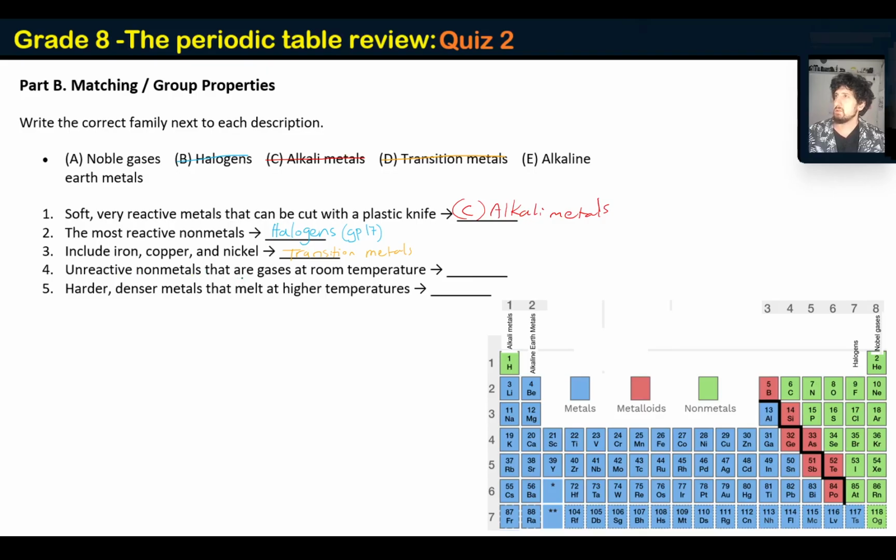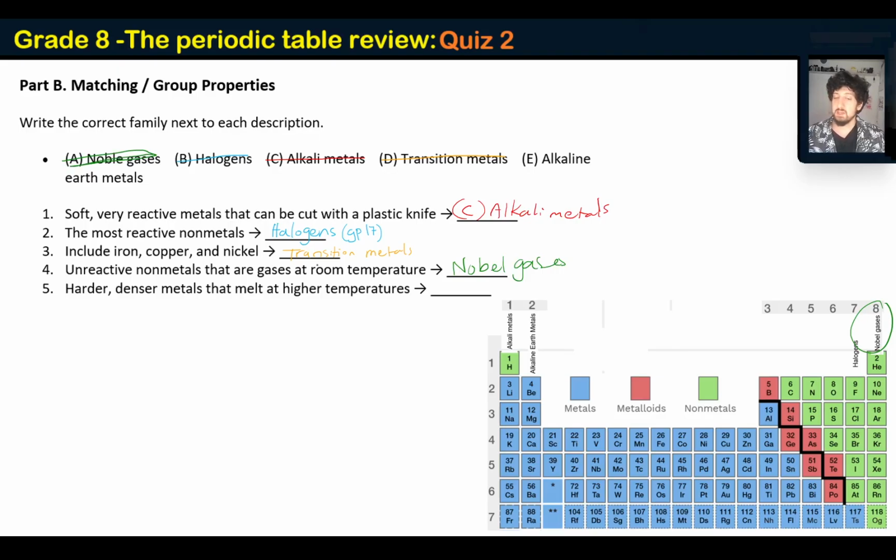Unreactive nonmetals that are gases at room temperature. Oh, that's lovely. So they're unreactive. That's the first thing. They are nonmetals and they are gases at room temperature. Which one is it? Guys, dead giveaway. Noble gases. They don't need anybody. They are unreactive. They don't react with anything. Those guys are noble. They don't need anybody's electrons. And they are stable. And they are gaseous. So helium is a gas, neon is a gas, argon is a gas, krypton, xenon, radon, all of them. They're all gases. So this is noble gases. Very good. Noble gases.